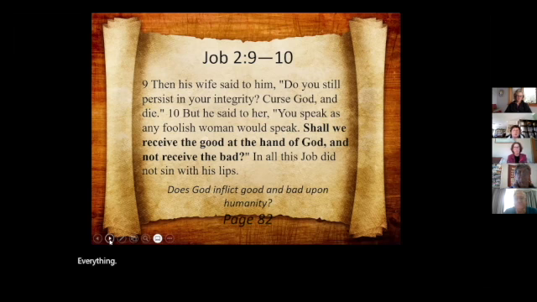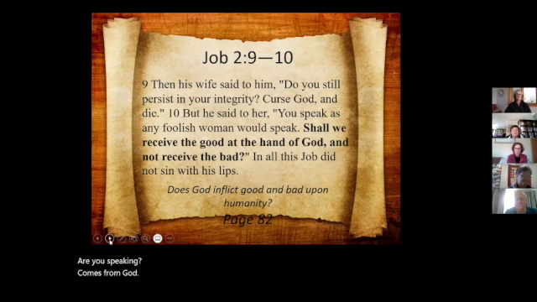This is the first one I want you to look at. I've referred to this. Then his wife said to him, do you still persist in your integrity? That's after all her children have been struck dead. Curse God and die. And he says to her, you speak as any foolish woman would speak. Shall we receive the good at the hand of God and not receive the bad? So Job clearly thinks that good and bad comes from God.